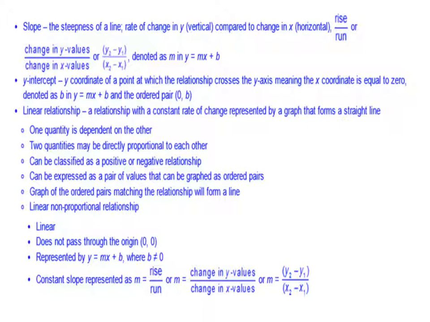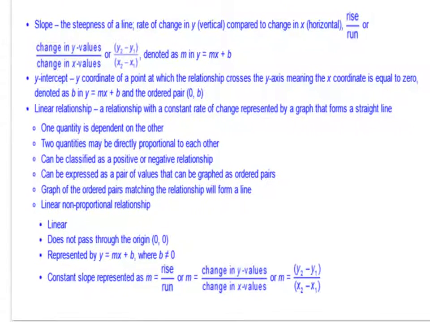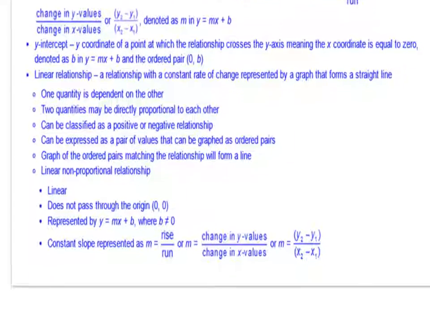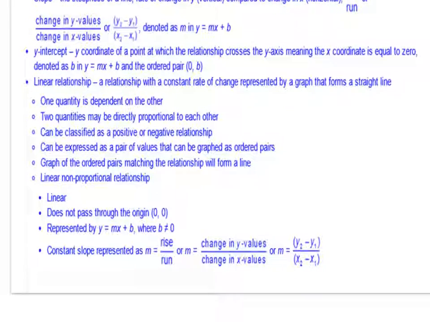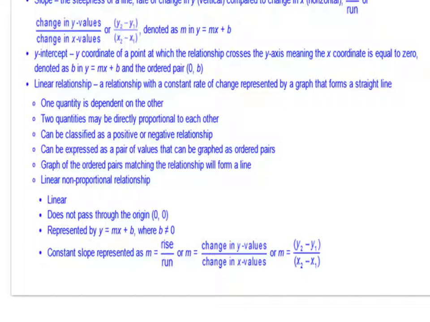Definitions, and by now we should be very comfortable with the definition of a slope, the y-intercept. What do we mean by a linear relationship? What linear non-proportional relationships are, and this is something that I want to make sure I reiterate with you, that a linear non-proportional relationship means that your line will not pass through the origin. It will have a y-intercept other than 0.